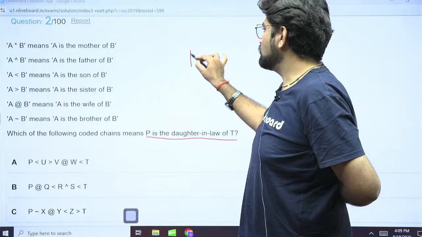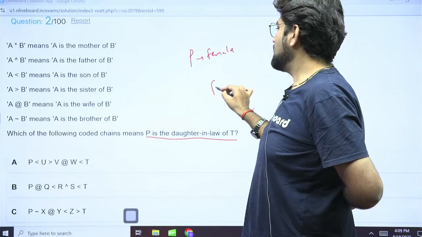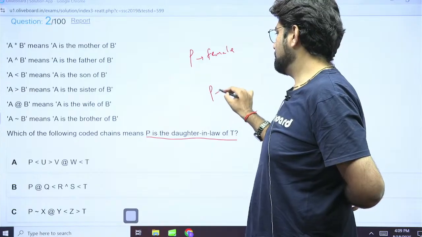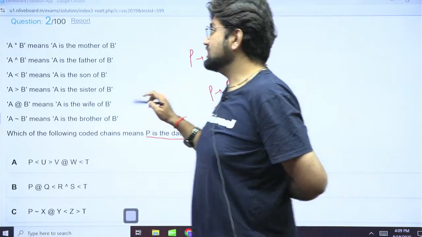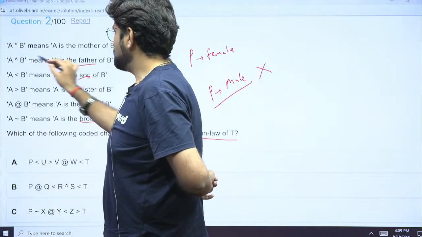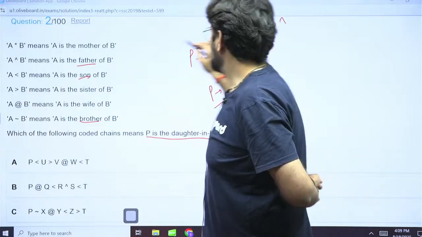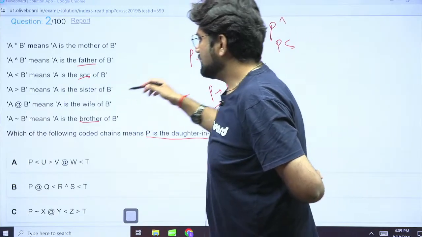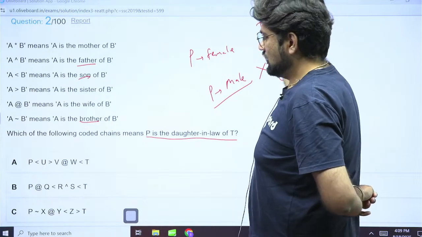That means P has to be a female. Correct? That means P cannot be a male. What all signs cannot come after P? Father, son, brother. So P cannot have an exclamation or power sign after it. P cannot have less than sign after it. P cannot have this sign after it. Not allowed. Look at the options.